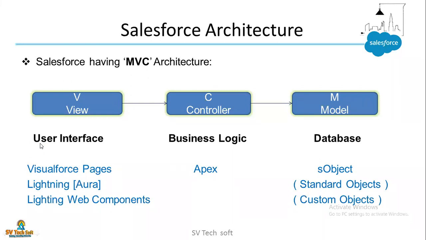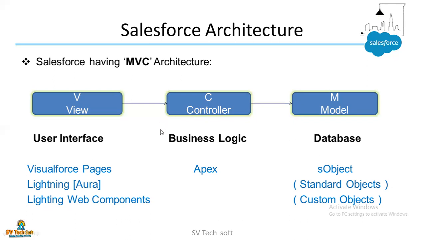What facilities does Salesforce provide? By default, Salesforce provides two different versions, Classic as well as Lightning. In Classic, you create Visual Force pages. In Lightning, you create pages in Aura or Lightning Web Components. You create these to design all the UI, the view, the user interface, the front end.